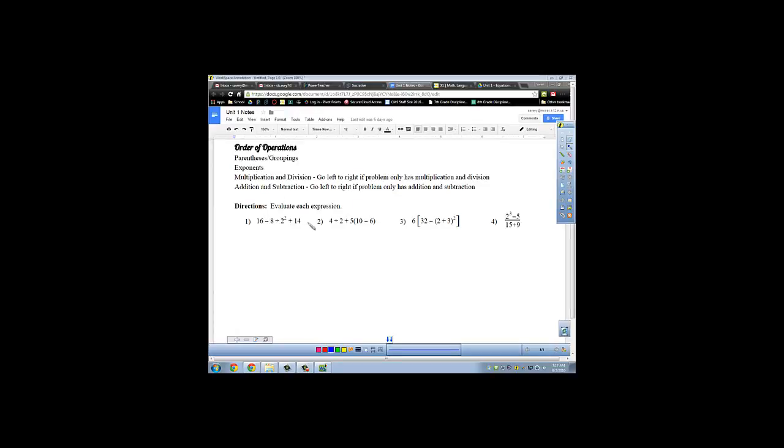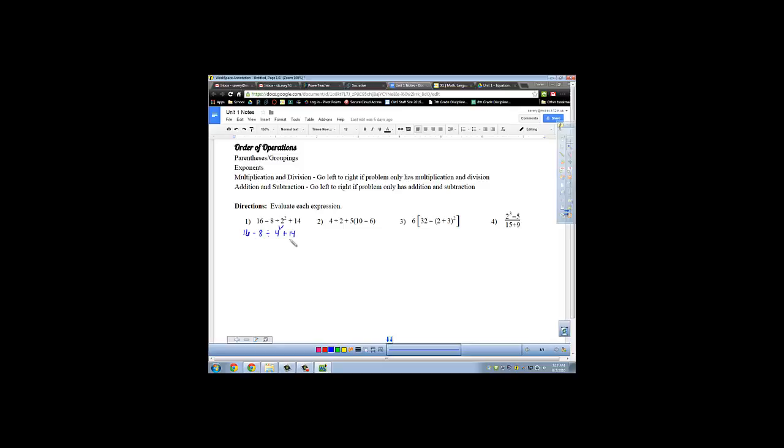So I don't have any parentheses or groupings, so I'm going to jump to my exponents. So I'm going to literally rewrite everything except when I get to that exponent, that 2 squared, 2 times 2 is 4, plus 14. So all I did was change 2 squared to 4 in that step, and that is it. So I do want to see every single step.